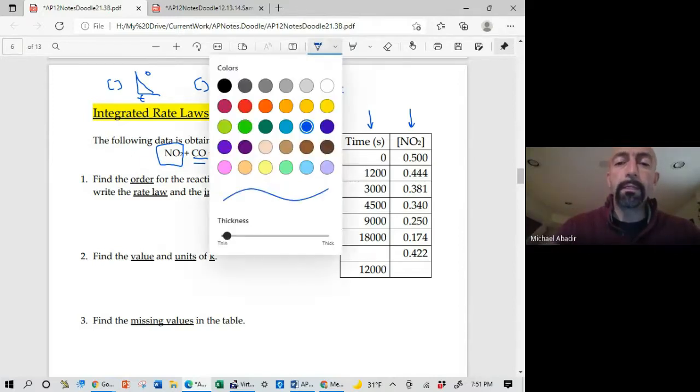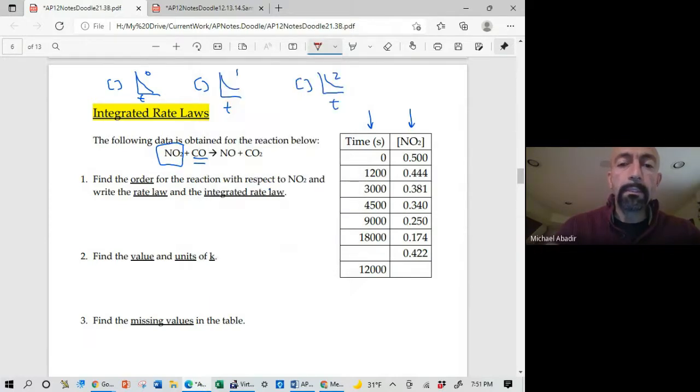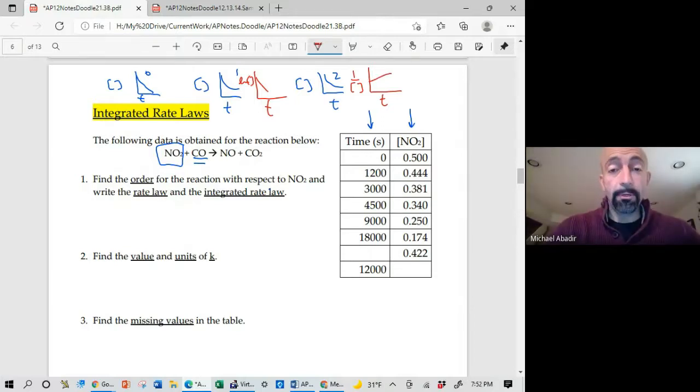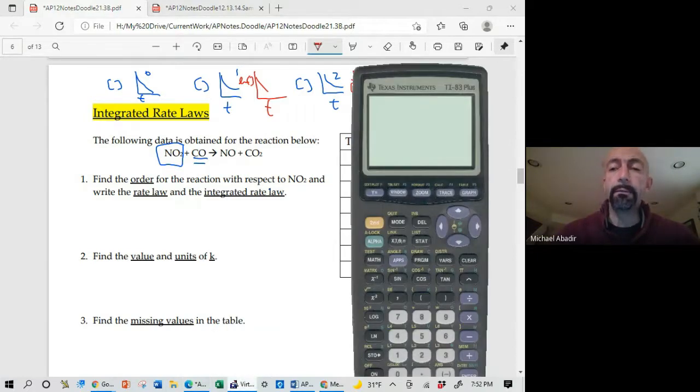If we are going to test out first order, then we're going to test it out with the ln of A, concentration of NO2, versus time. If we get a straight line, we know it's first order. If that doesn't work, we're going to try this graph with 1 over concentration versus time. And then if we get that to be a straight line, then we know that it was second order. So to do this, we're going to use our graphing calculator. I do have one here, and we're going to take a look at that right here.